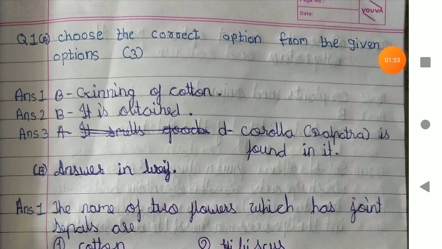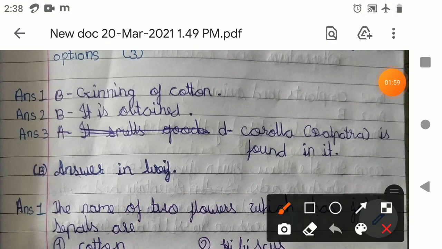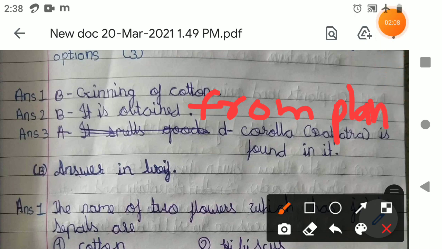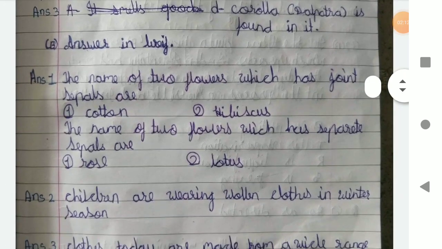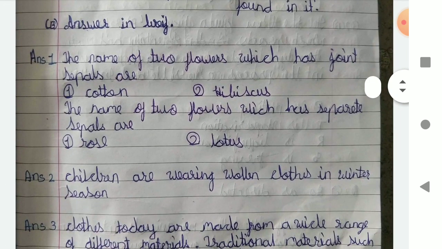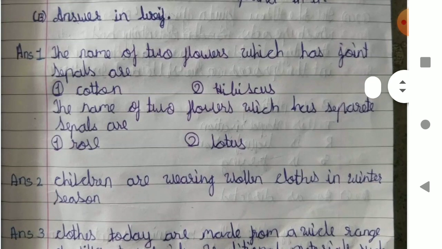Okay friends, so this is the answer here. Option A is ginning of cotton. And here option B is it is obtained from plants. Okay, let's go further. Now answer in brief. Name the two flowers which have joined sepals: cotton and hibiscus. So the answer you can see is cotton and hibiscus.